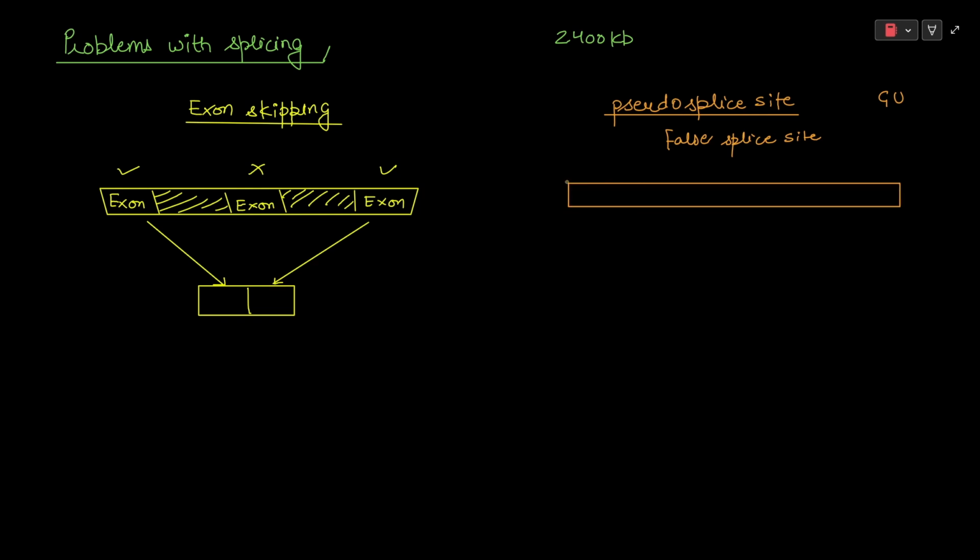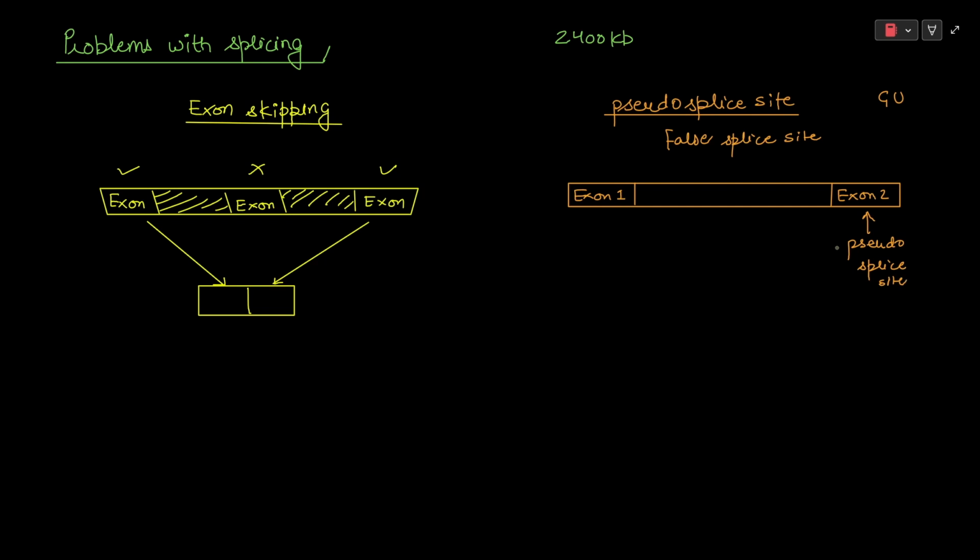So it is possible that sometimes, let's take another scenario here. Let's say we have 2 exons. This is our exon 1, this is our exon 2. So let's write that down, exon 1 and exon 2. Now, sometimes it is possible that pseudo splice sites are present in the intron. Imagine that there is a pseudo splice site here, right? So, pseudo splice site.